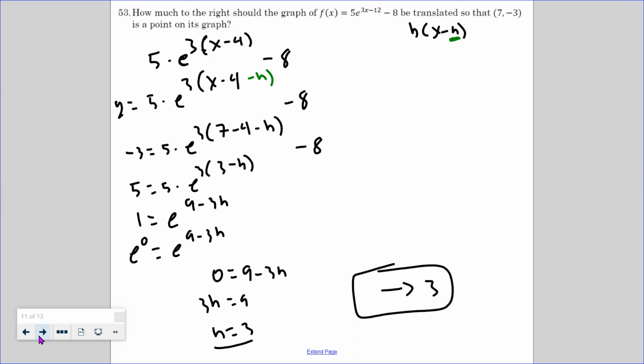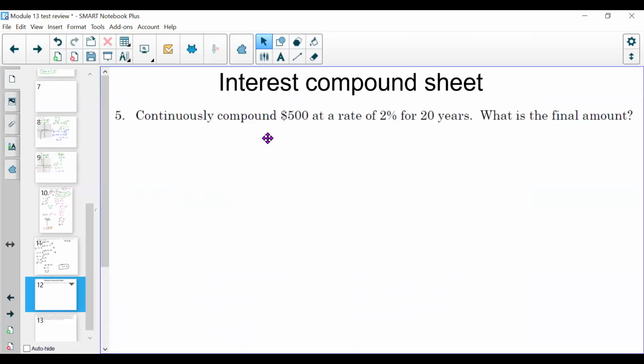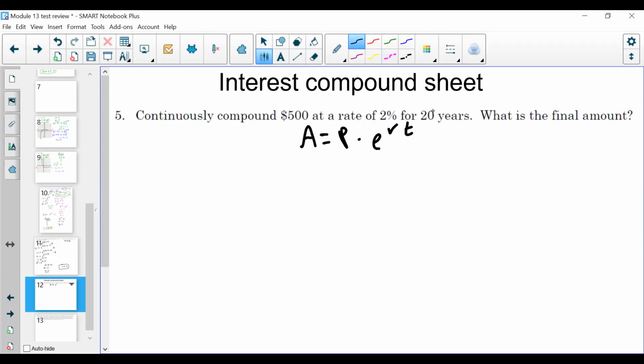For number 5, we're told we're going to continuously compound $500 at a rate of 2% for 20 years, and we want the final amount. So continuously compounding, that is the equation A equals P times e to the r times t. The amount you have in your account equals the principal, or how much you initially put in, times the base e raised to the rate times how many years you're holding.